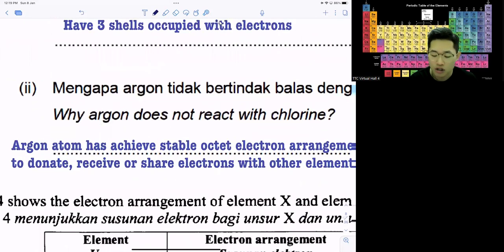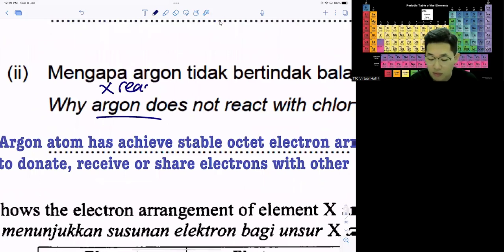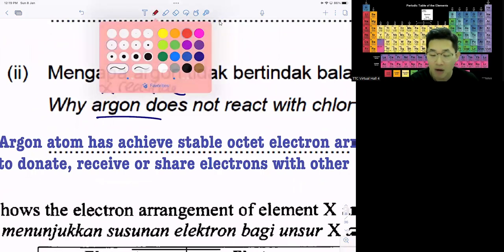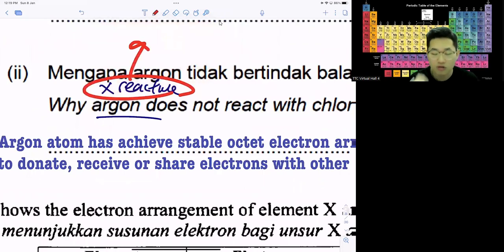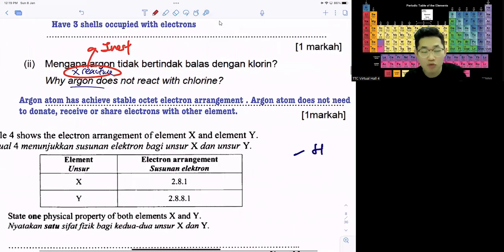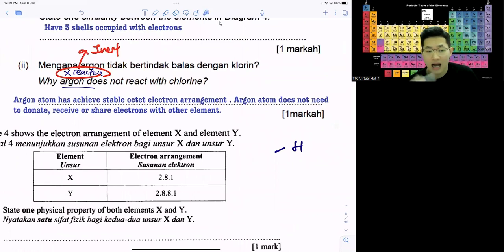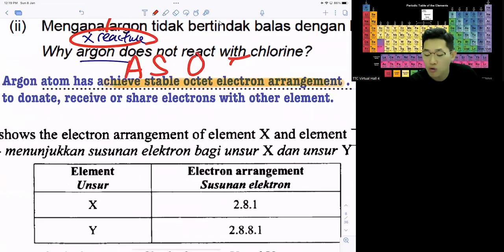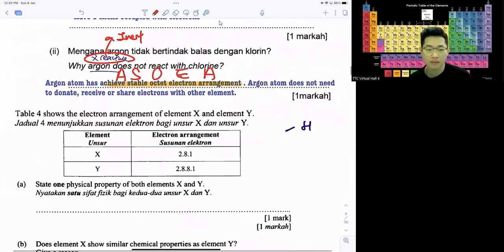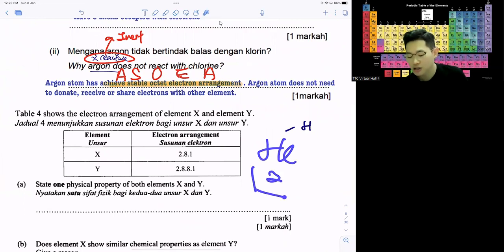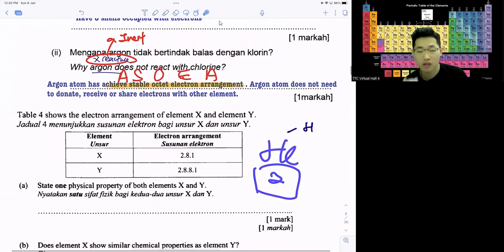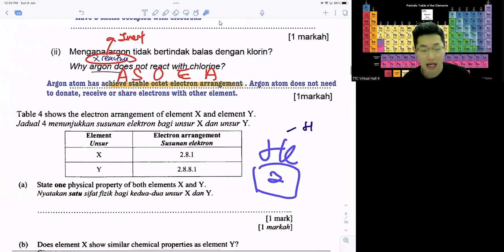Okay, then next, why does argon not react with chlorine? Why is argon not reactive? Don't forget another word: the word to replace unreactive is inert. Why is it chemically inert? It means not reactive. Because the argon atom has achieved stable octet electron arrangement, the one we say ASOEA. If the example changes to helium, helium electron arrangement is 2, then you have to write achieve stable duplet electron arrangement.